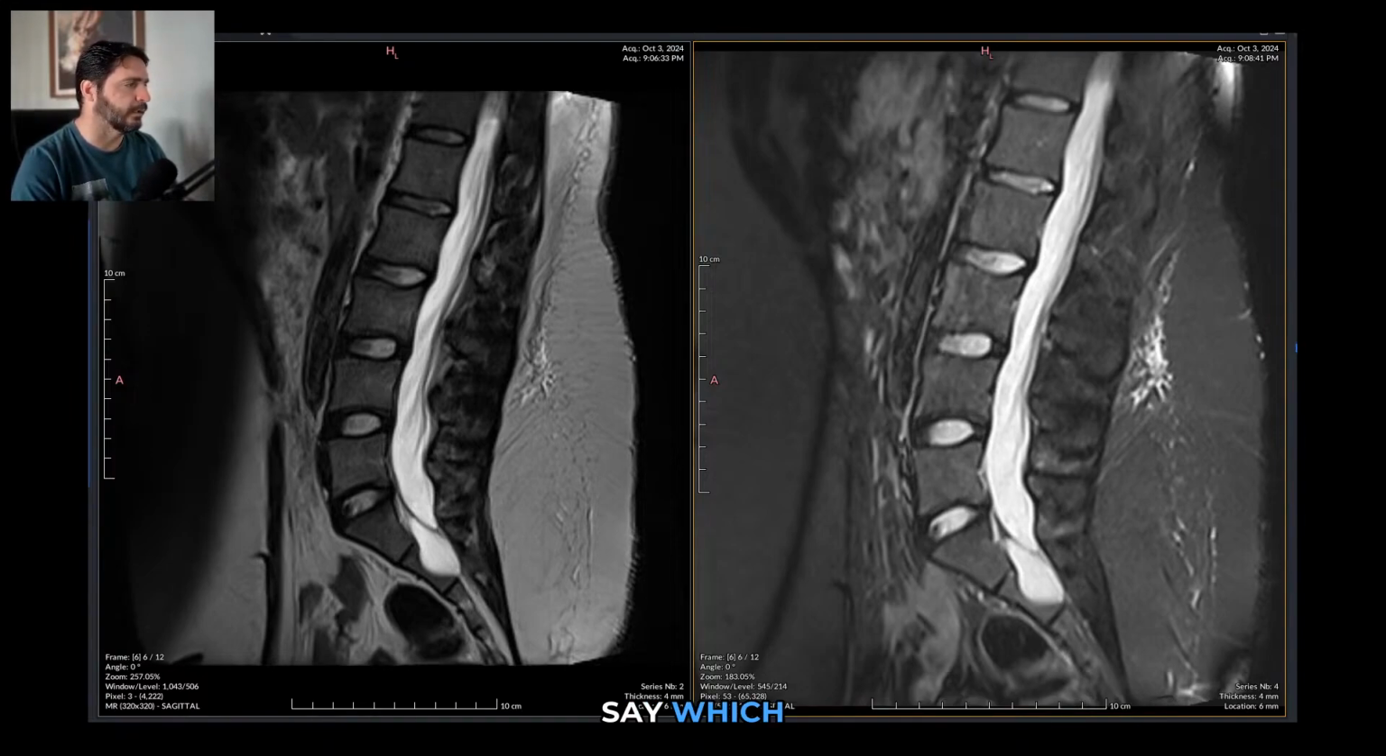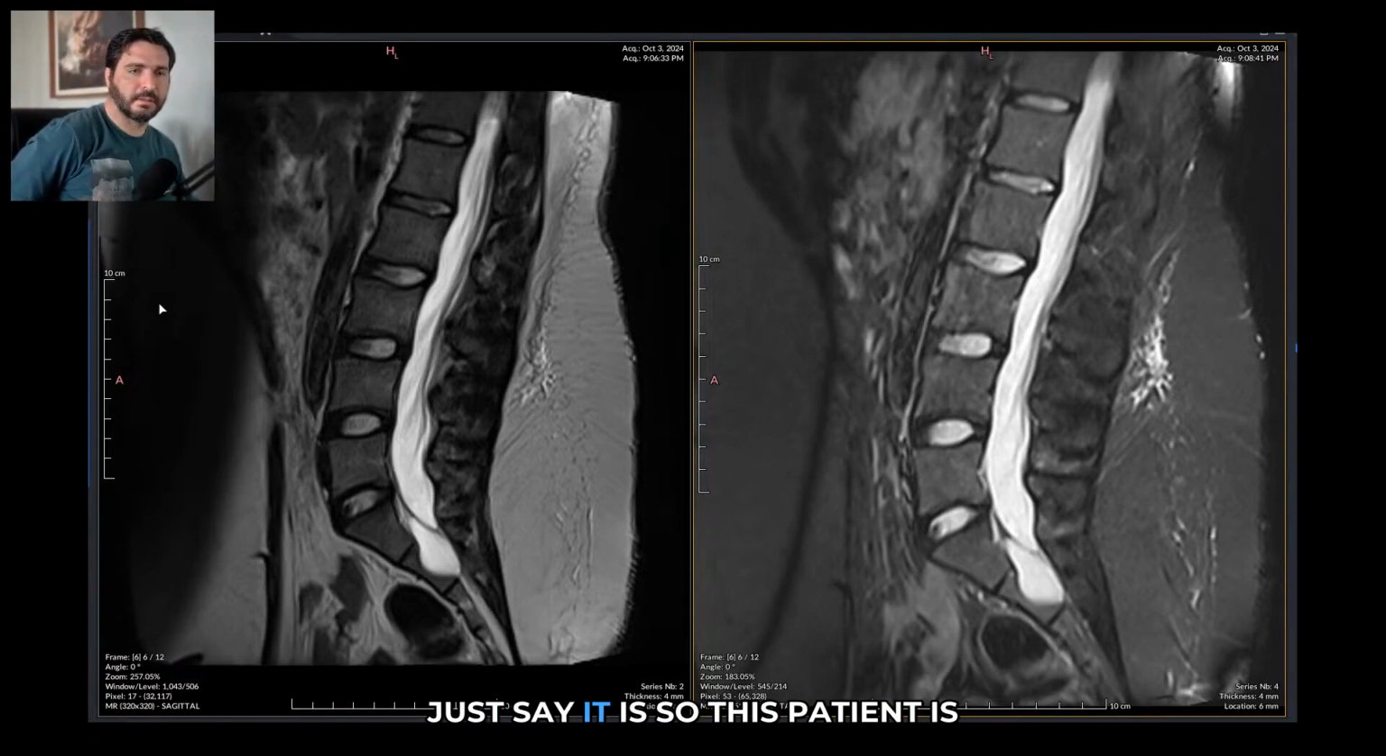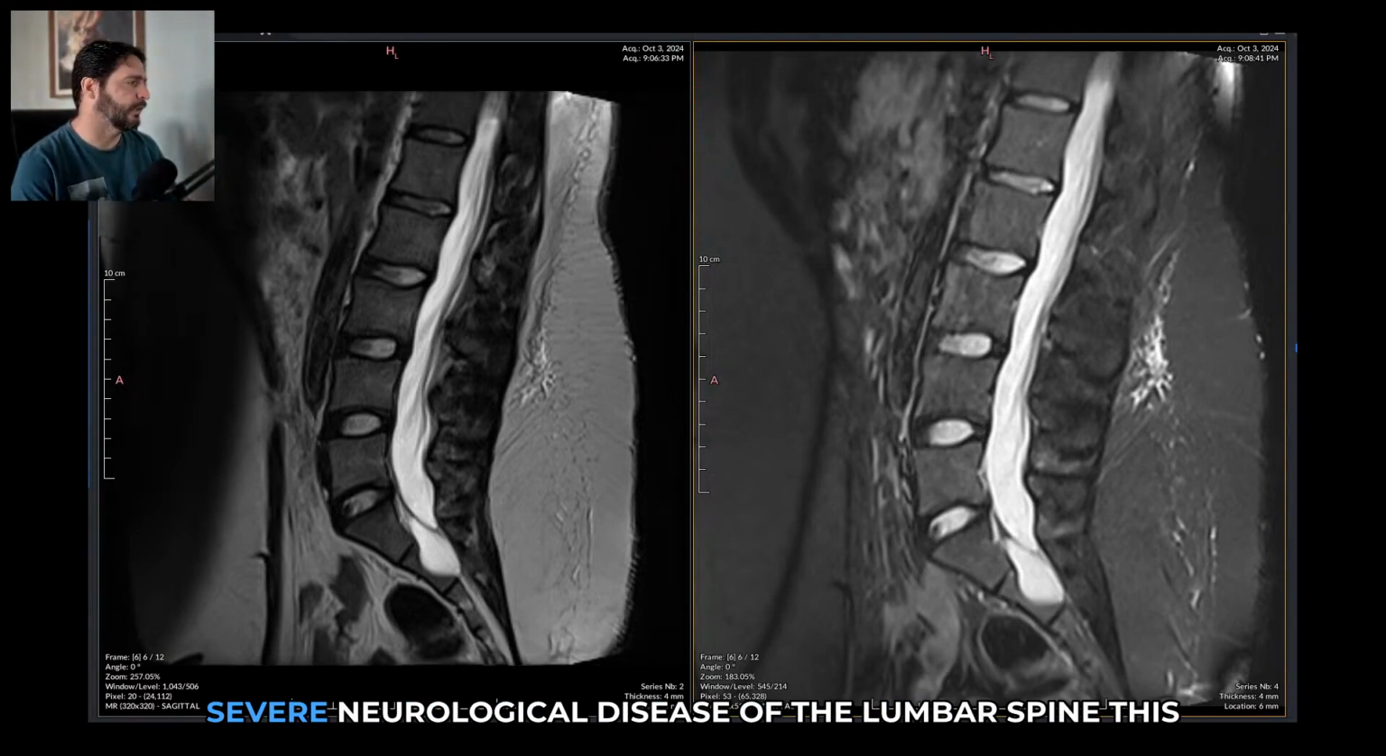It doesn't say on which side it is. They just say it is. So this patient is a female. She is only 19 years of age, and she is supposed to have a severe neurological disease of the lumbar spine.